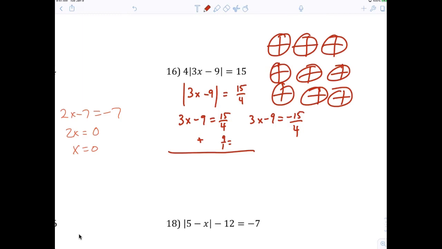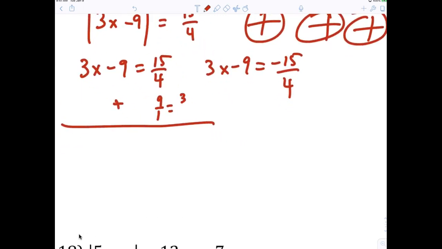So 9, when you're adding, it's 36 fourths, 15 fourths. Right? Remember that now? All right, so what's 36 plus 15? 51 over 4. Good job. All right?